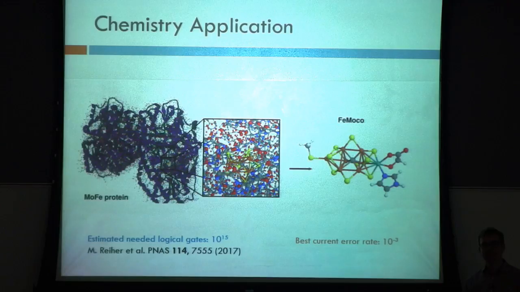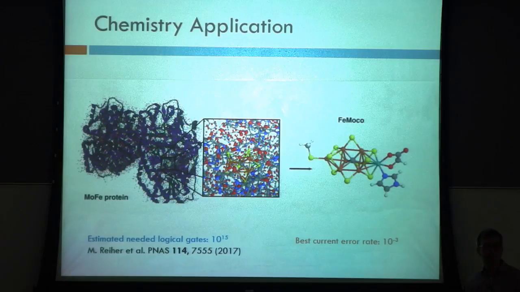The problem is the best current error rates for doing gates in quantum devices is 10^-3 on average, averaged over all gates, say. So that means we can basically only do 1,000 gates. So how are we going to get from 1,000 gates to 10^15 gates?